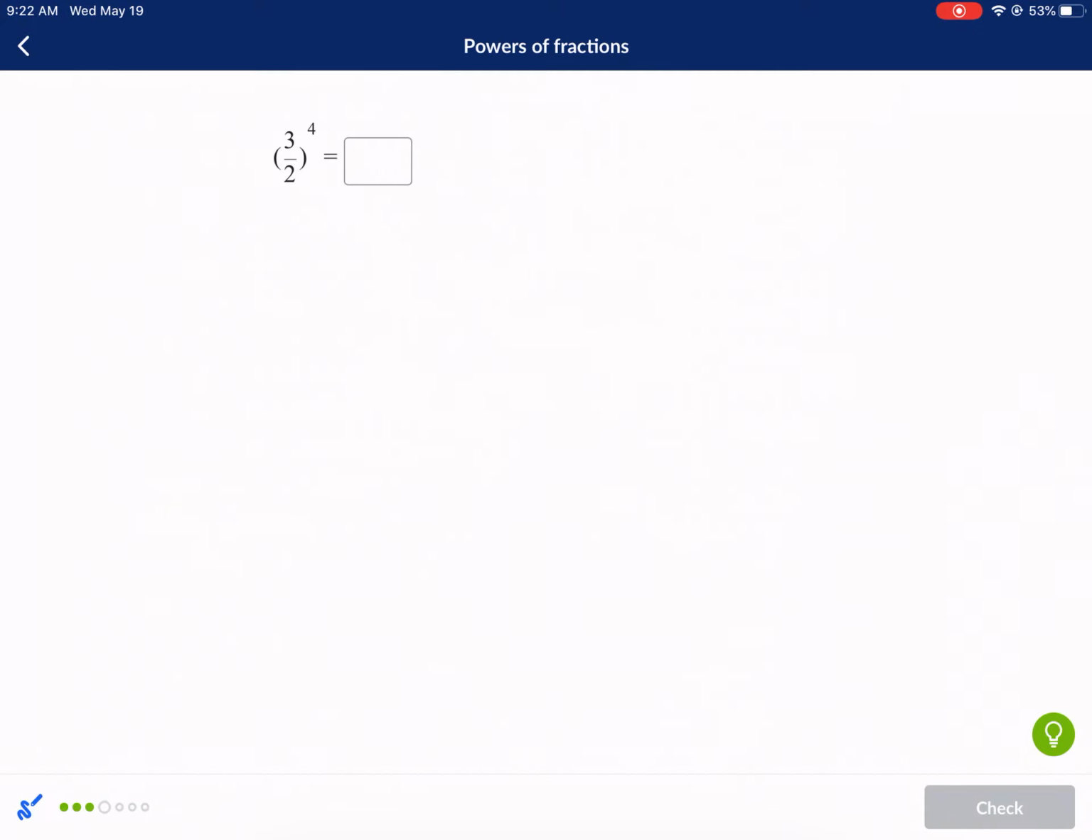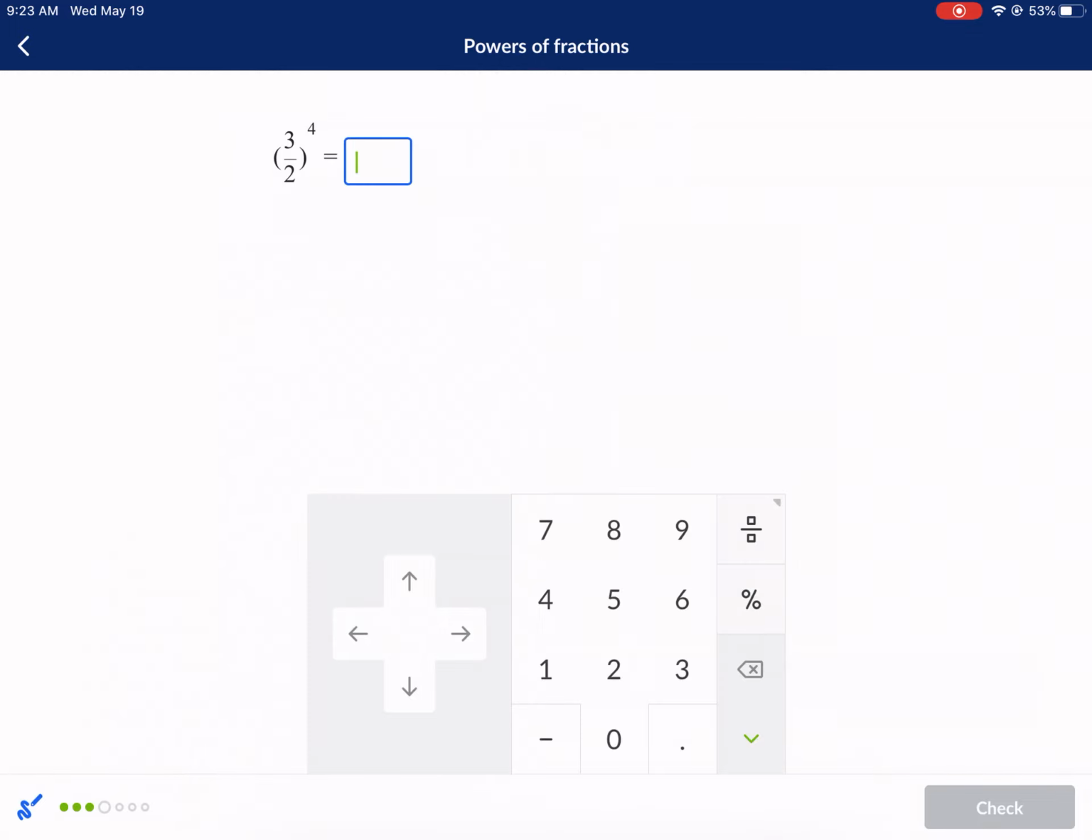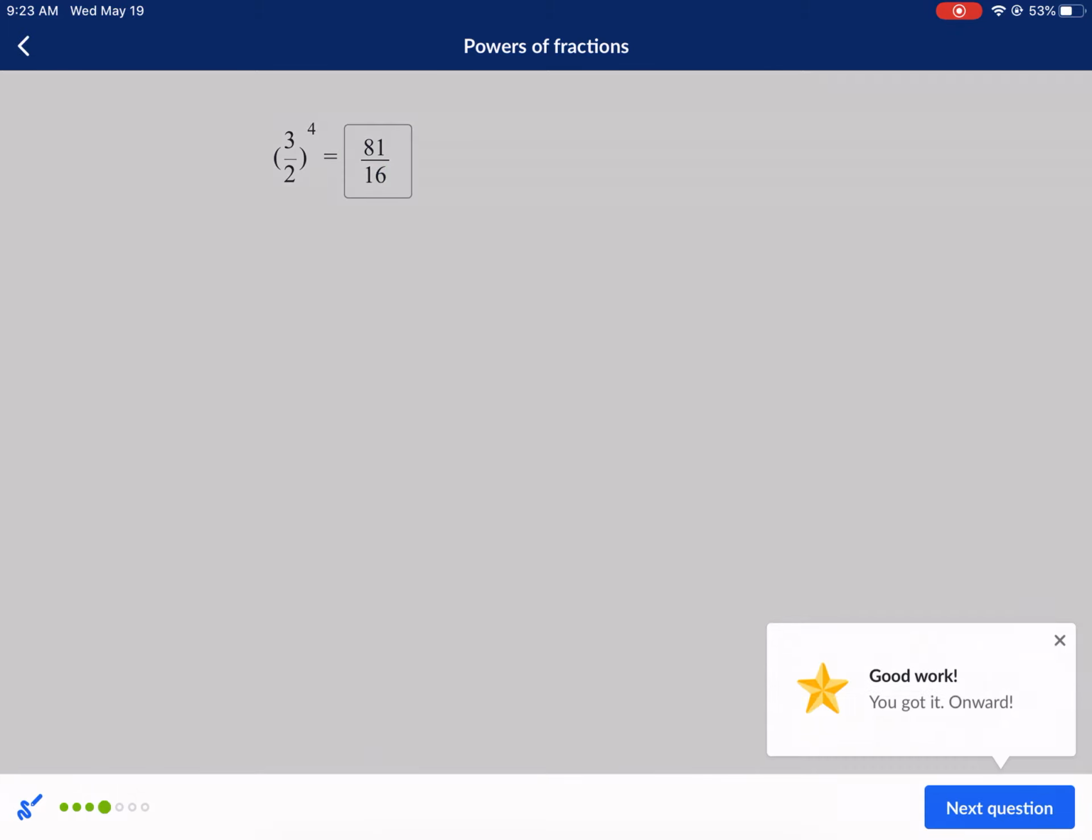3 to the 4th power. Okay, now we have 3 times 3 times 3. I believe this is 81. That's 27. 27 times 3 is 81. 2 to the 4th power is 2 times 2 times 2 times 2. I'm pretty sure that's 16. That's 4, that's 4, 4 times 4, 16. So we have 81 over 16 for this one. Oops, fraction first. Check it. We're almost done.